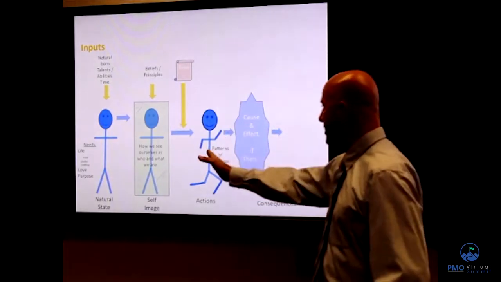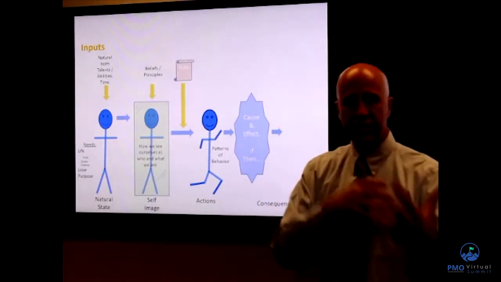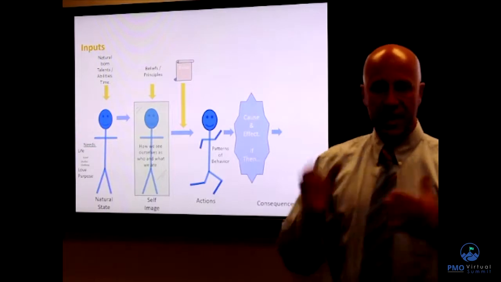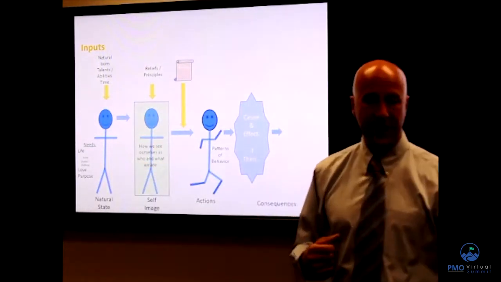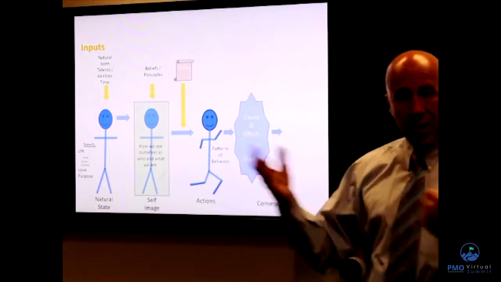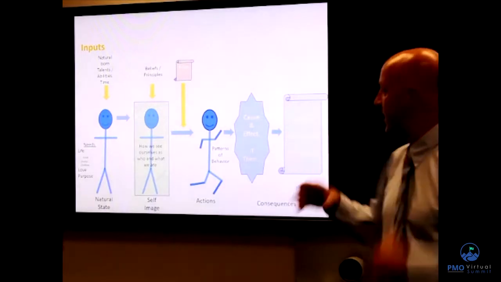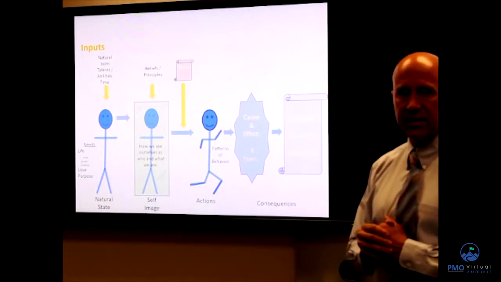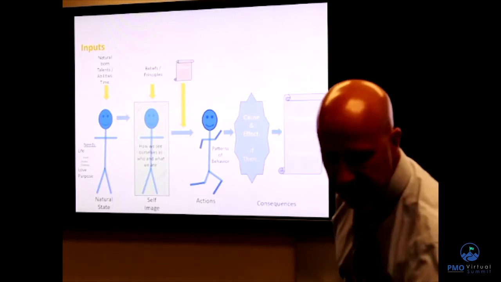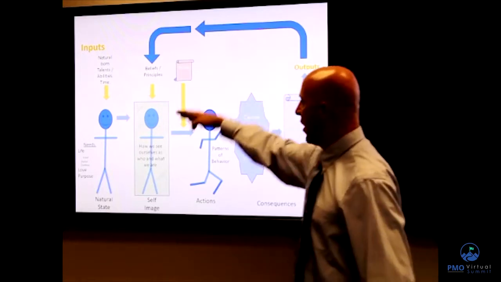And of course, the patterns of behavior create a cause and effect, the consequences. You do something and there's always a consequence. You do something positive and there's usually a positive consequence, a reward. If you do something negative, there's a negative consequence or a penalty or a punishment. And from this, we gain knowledge and experience. We learn from it. We have lessons learned. And those are then outputs back into our belief window.